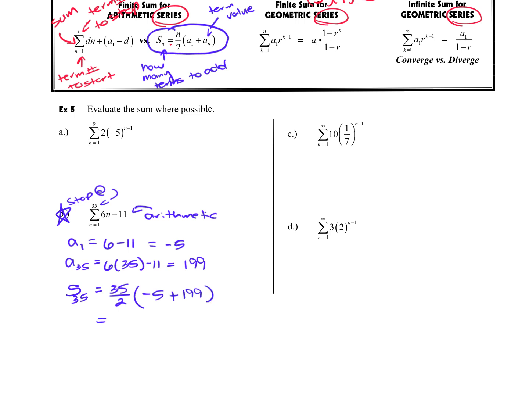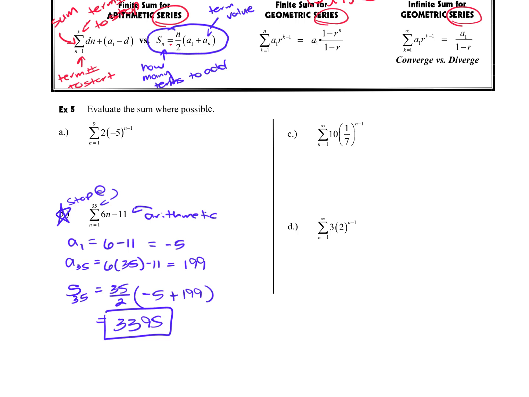And if we type that in our calculator, you're going to get 3,395. So if we wrote out, no one wants to do it, but if we wrote out the first 35 terms of this sequence, all the way out, and then added them up, you would get 3,395.